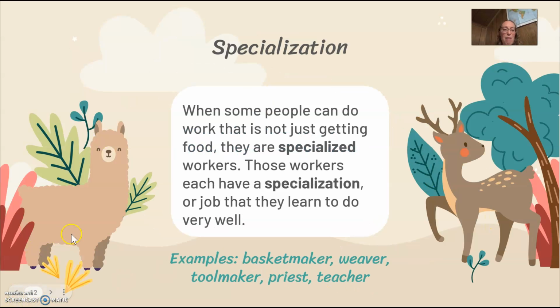And I'm back with one more word. The word is specialization. When some people can do work that is not just getting food, so not just agriculture, those workers who do other jobs are specialized workers. Those workers each have a specialization or a job they learn to do very well. So we call this specialized workers, or we call this specialization. Same basic word. Some examples of specialized workers are basket makers, weavers, tool makers, priests, and teachers.